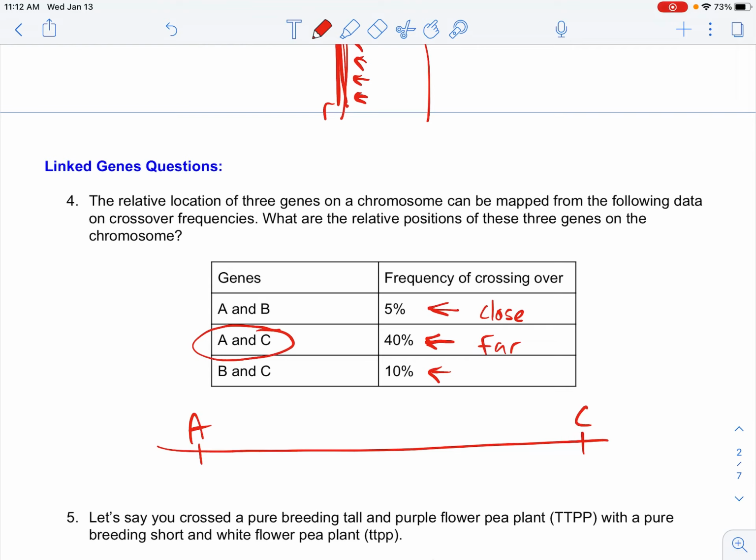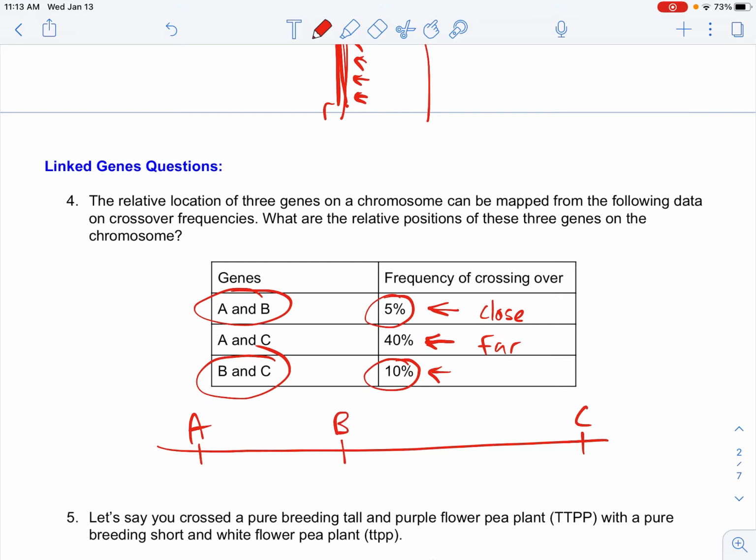So where do I put B? Do I put it here? Do I put it in the middle? Do I put it closer here? Well, let's see. What is B closest to? Well, B and C and A and B. So we have a 10% crossing over versus a 5% crossing over. So B and C cross over more frequently than A and B. So that means B and C have to be farther from each other. So B is a little closer.